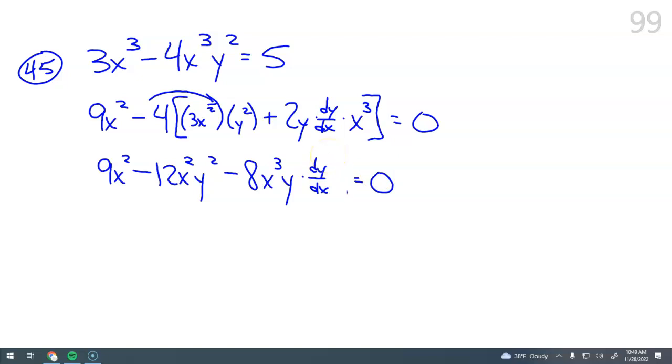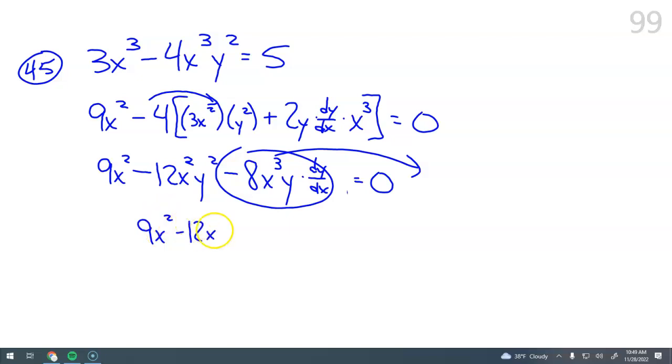And then I want dy dx by itself. So probably the easiest thing here is move this over there, because then I only have to move one thing. So 9x squared minus 12x squared y squared. If I move that over there, it's positive.